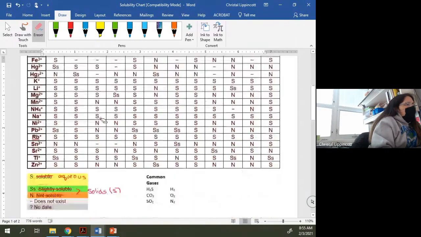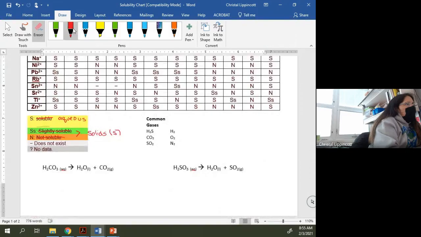Sorry, I don't know why this is being mean. Okay. So you can see here that we've got different phases that are written in. Okay, everybody go with that?